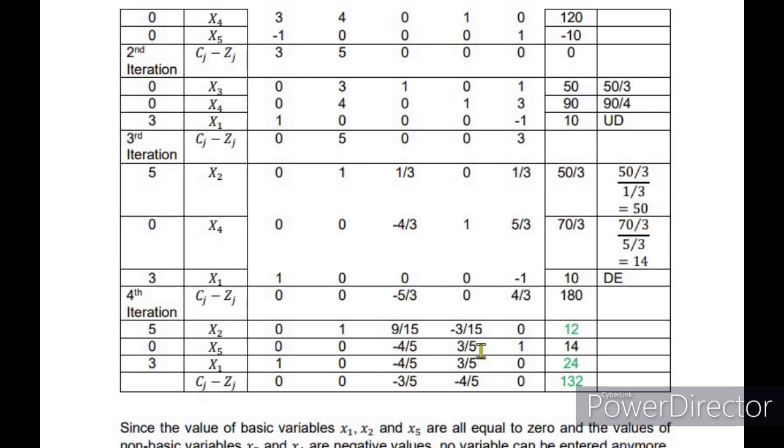Next, 3/5 times -1 is equal to negative 3/5. So subtract it from the original, which is 0. 0 minus negative 3/5 is equal to positive 3/5. Okay? Next here, 14 times -1 is negative 14. Then we should subtract it from the original value, which is 10. So 10 minus negative 14 is equal to positive 24.